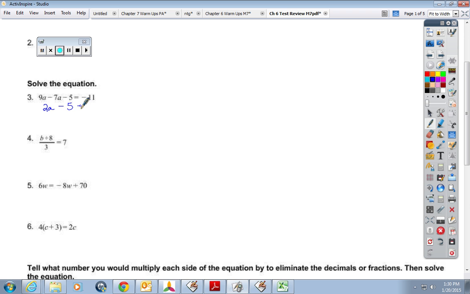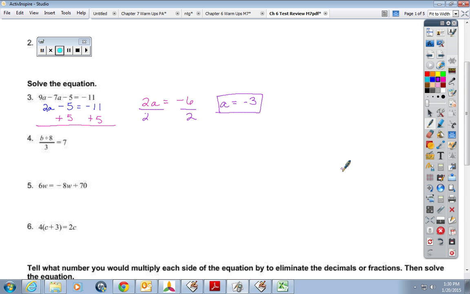Then minus 5 equals negative 11. From there, I would add 5 to each side. And when I do that, I'll bring it over here, I get 2a equals negative 11 plus 5, which is negative 6. From there, I will divide both sides by 2, and I get a equals negative 3. Any questions on that one?